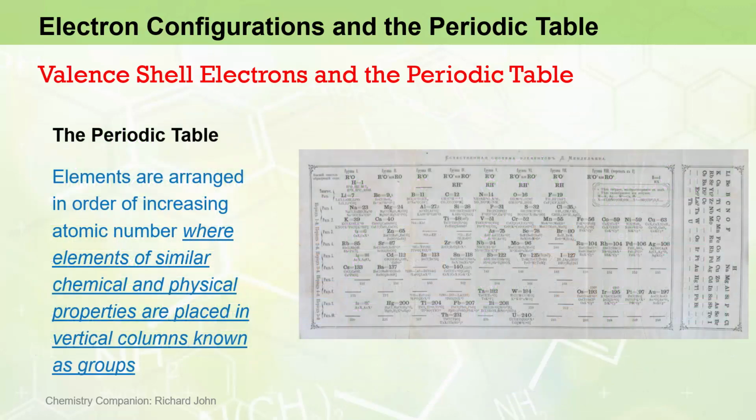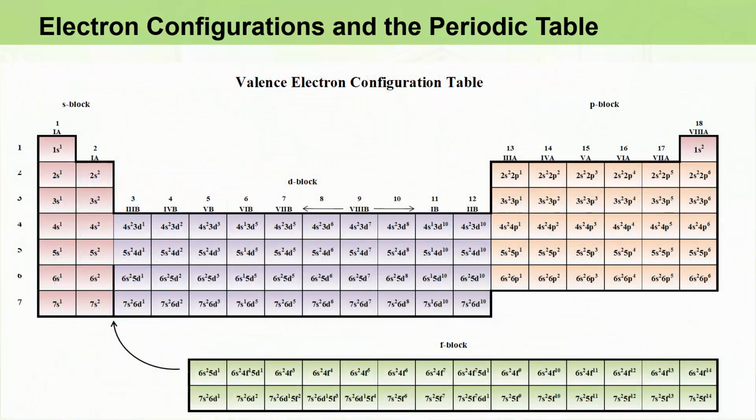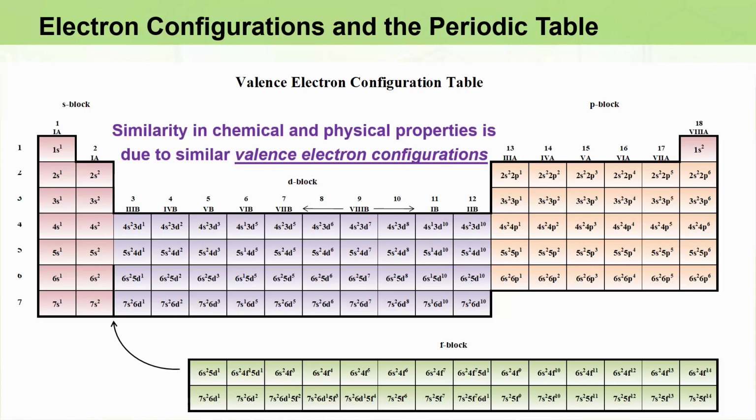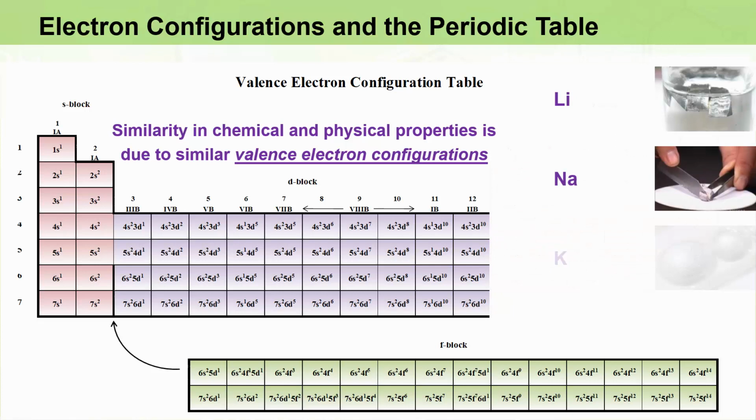Originally, the periodic table was structured so that elements with the same or similar chemical and physical properties were placed in vertical columns, known as groups. We can now see that the modern version of the periodic table is arranged such that outer shell valence electron configurations are arranged in vertical columns, and the similarity in chemical and physical properties is actually the result of similar valence electron configurations. For example, it is not surprising that lithium, sodium, potassium, etc.